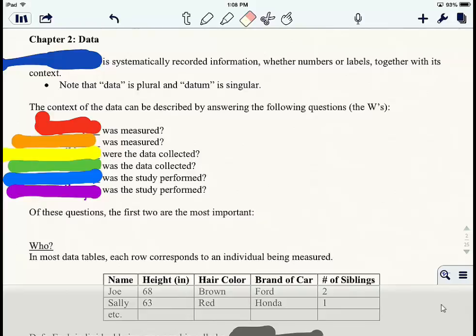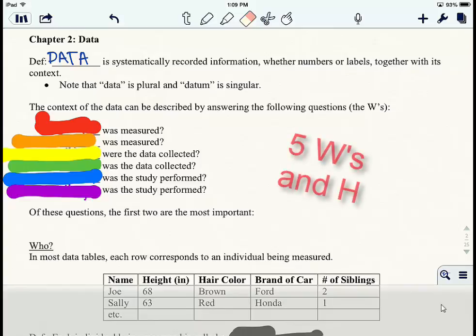Chapter 2, Data. Data is systematically recorded information, whether numbers or tables, together with its context. Note that data is plural and datum is singular. The context of the data can be described by answering the following questions. It's the 5 W's and the H.